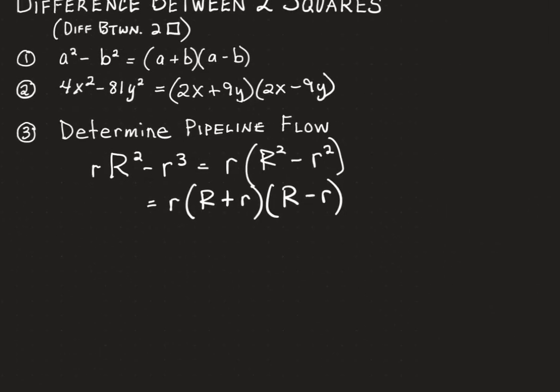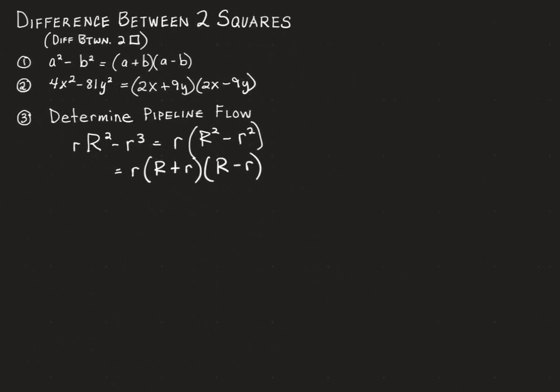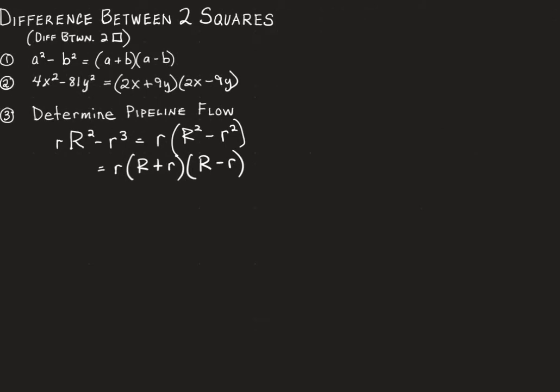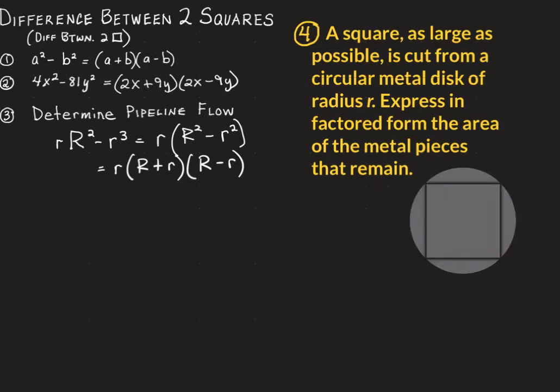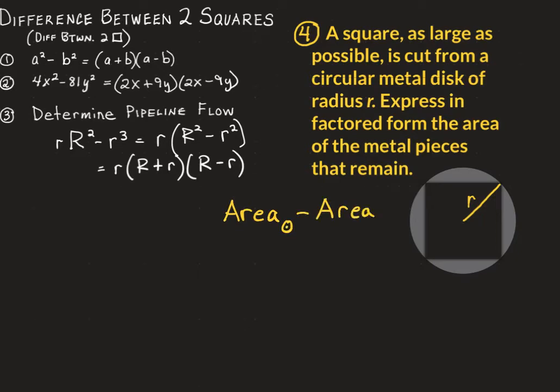Now I need to make room for our next application problem because I need a diagram. Example 4. A square as large as possible is cut from a circular metal disc of radius r. Express in factored form the area of the metal pieces that remain. Is the area that remains not the area of the circle minus the area of the square?